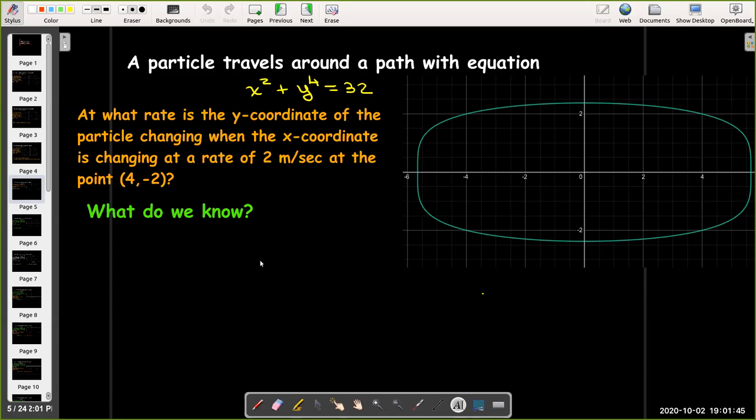So, how are we going to approach this? First thing, we want to organize our information. And so the first question is, well, what do we know? And really, in particular, what rates do we know? Well, we're told that the x-coordinate is changing at a rate of 2 meters per second. So we know that dx/dt equals 2.